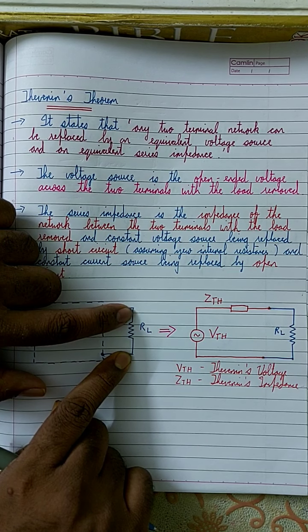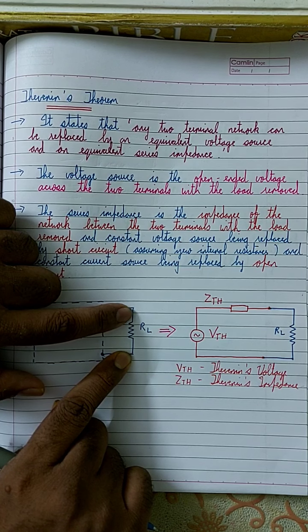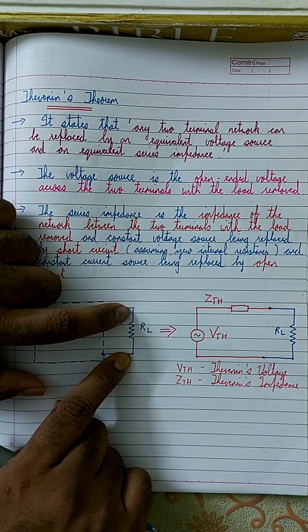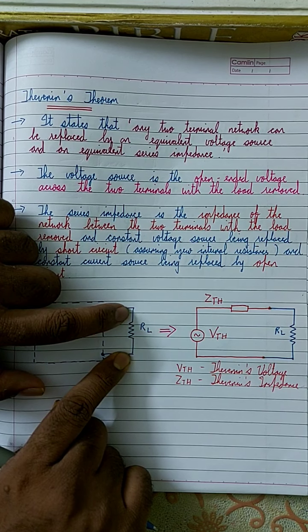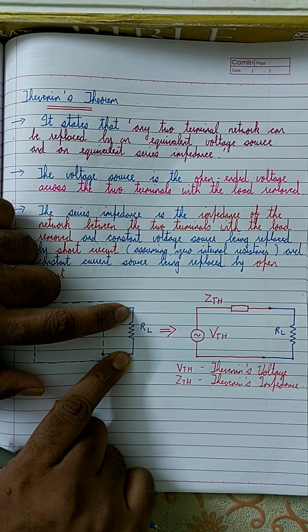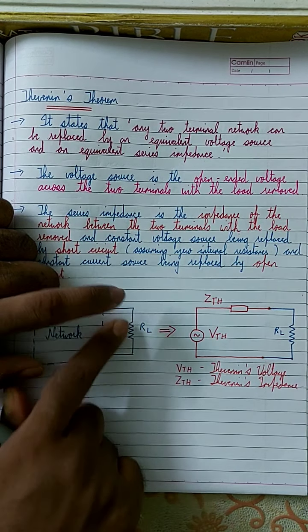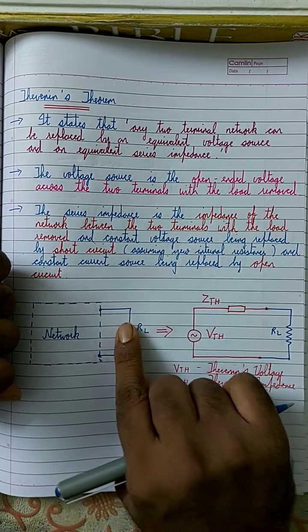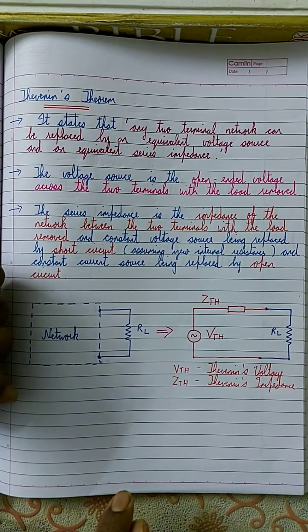Because there is no connection between them, right? So that is an open-ended circuit. So the voltage across those 2 points is what you call the VTH. That's how we find the value of VTH, right? It is the open voltage between these 2 points after you remove the load resistor.